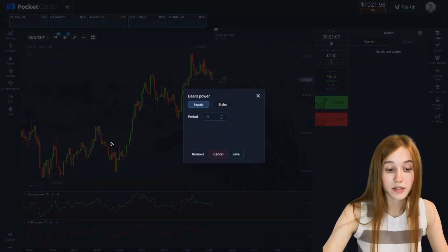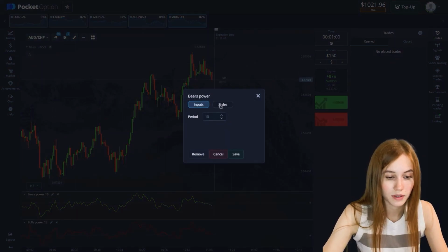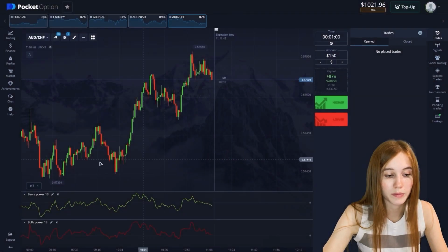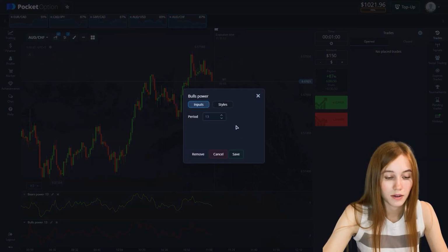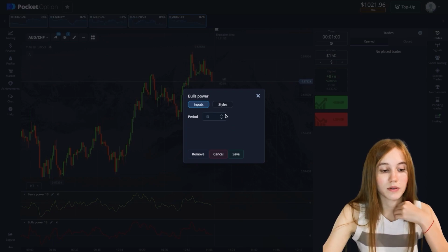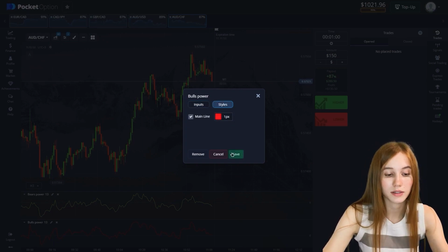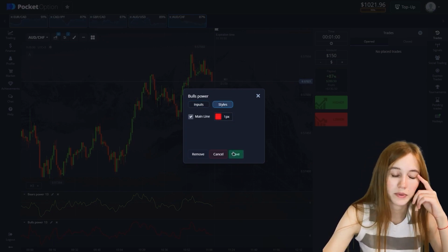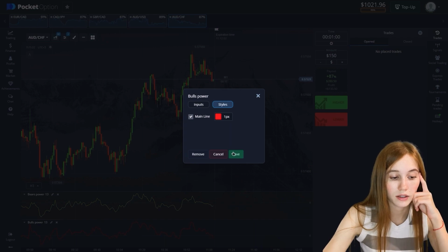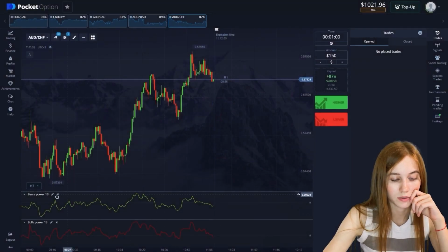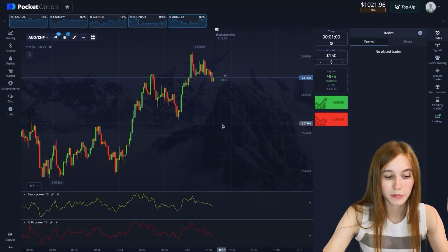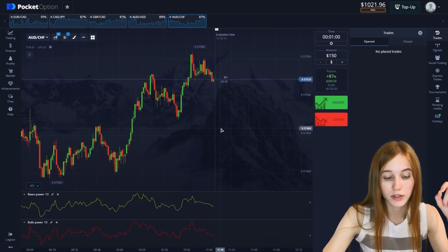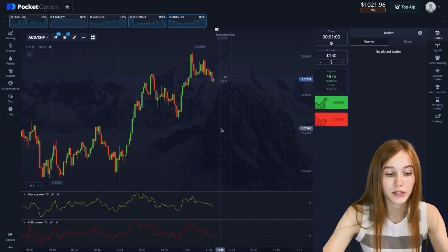This is the bears power. Here are its parameters. The parameters are the same, they just do different things, and they are the parameters of bulls power. Anyone who needs it can copy it. You're at 13, color red. Let me remind you that bears power is responsible for decrease, bulls power for increase.